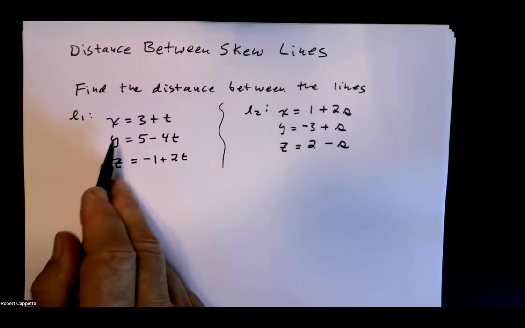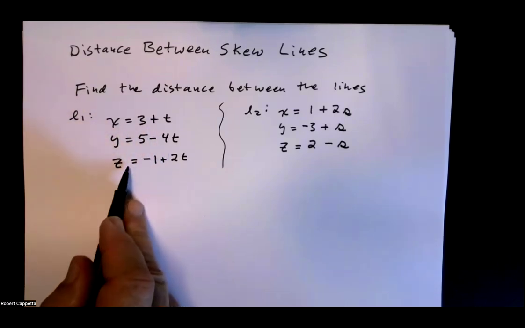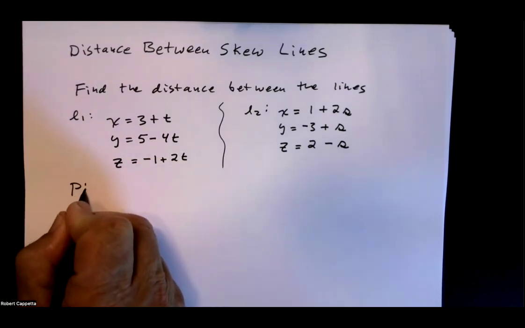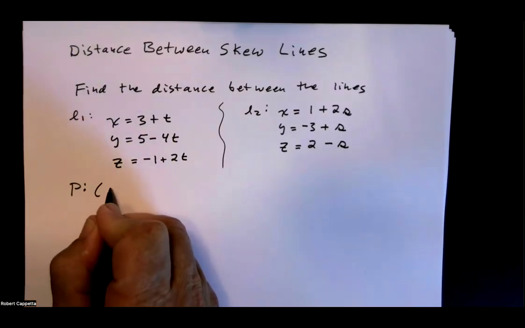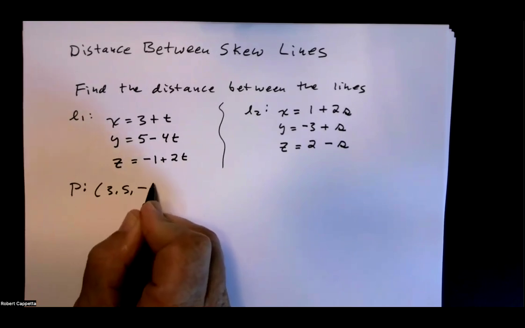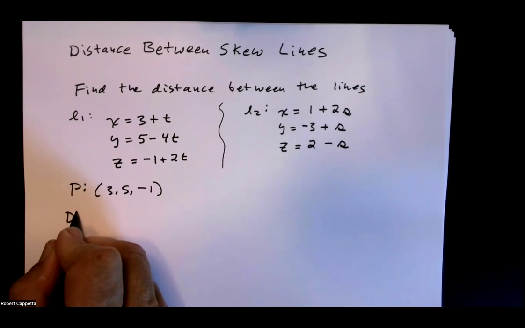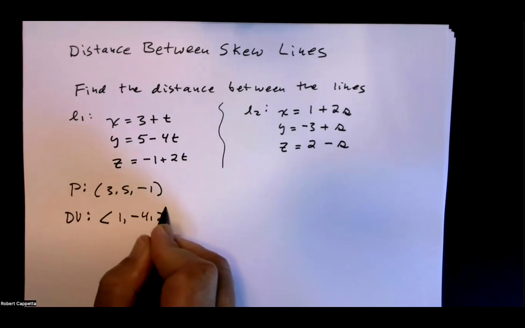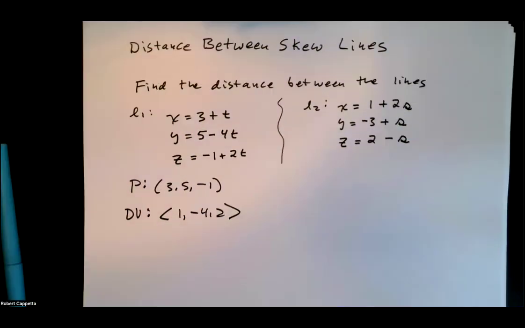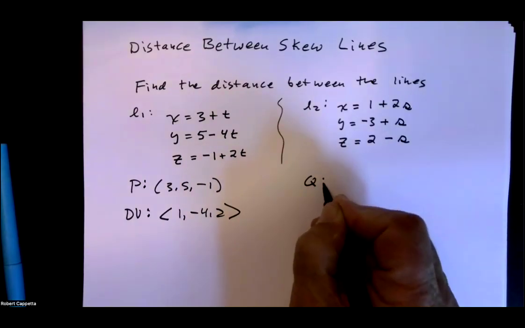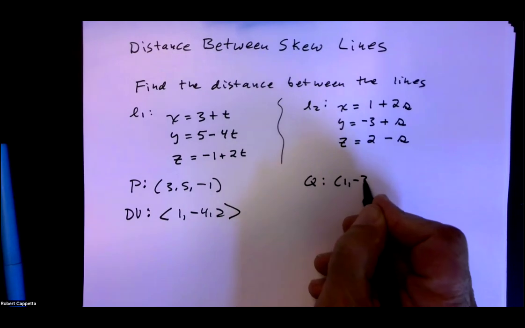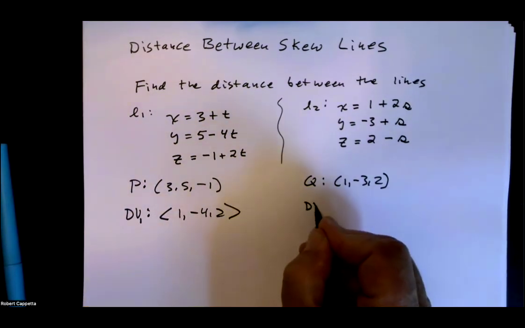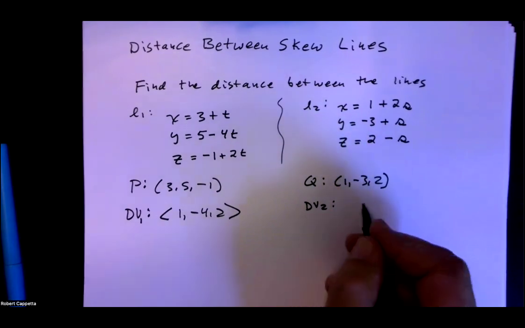So we have two lines here. Line 1, x is 3 plus t, y is 5 minus 4t, z is negative 1 plus 2t. So we'll talk about a point P on line 1. 3, 5, negative 1 would be a good point on line 1. And we'll talk about the direction vector on line 1. What is my direction vector on line 1? 1, negative 4, 2. On line 2, let's call the point Q, which will be 1, negative 3, 2. We'll call this direction vector 1. We'll call this direction vector 2. Direction vector 2 is 2, 1, negative 1.